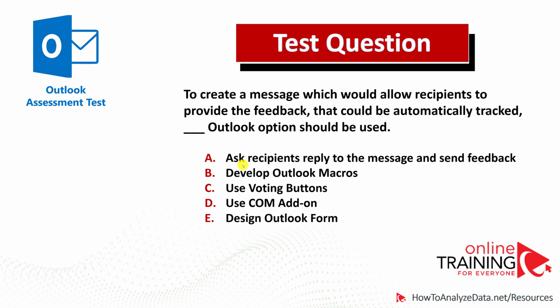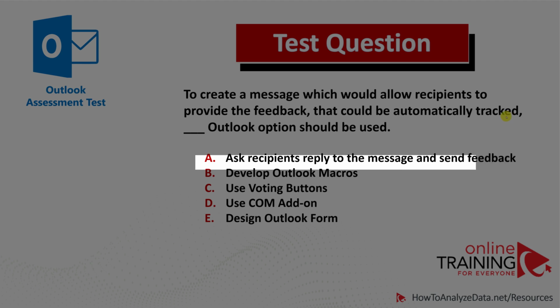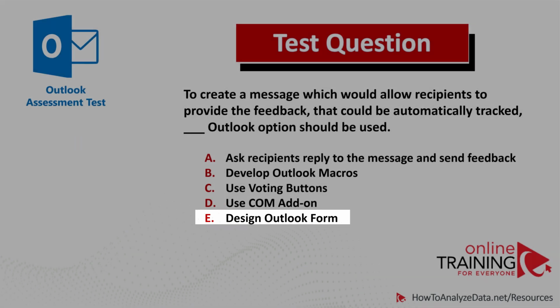If you look at other choices, they may not be valid. For example, choice A, ask recipients to reply to the message and send feedback, will not meet the criteria of the question itself, which states that this should be something that is automatically tracked. Developing Outlook macros will not allow you to develop functionality that would simulate getting feedback and tracking it automatically. There is no COM add-on that would meet the functionality criteria. And designing an Outlook form will not allow you to automatically track feedback from the recipients.